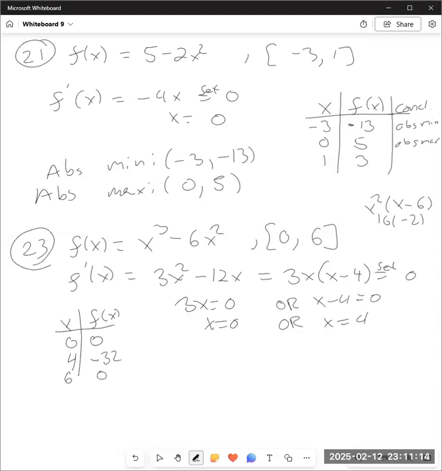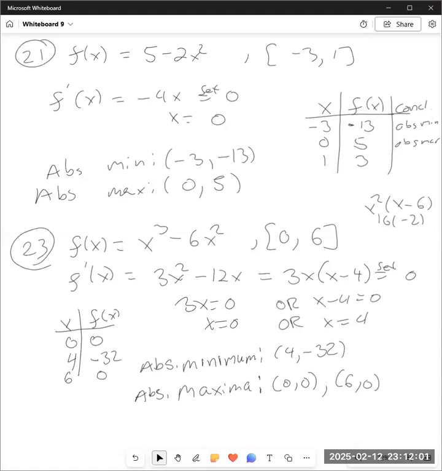Ask your teacher how they want you to answer this. If you have two that are tied like this, sometimes your teacher will say that there's no absolute maximum because maximum is singular, but the book is going to answer this that there are maxima, the plural of that, at (0, 0) and (6, 0), and there's a minimum, and these are absolute, at (4, -32). So we'll go with how the book answers the question.